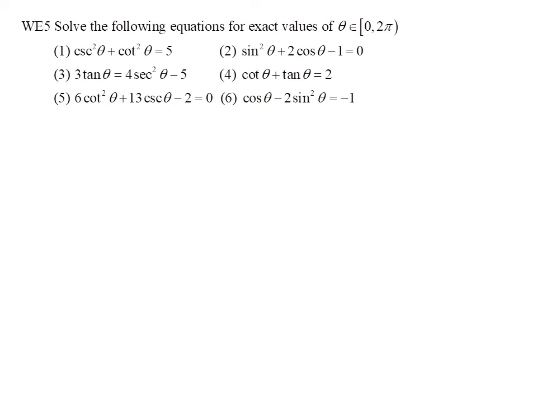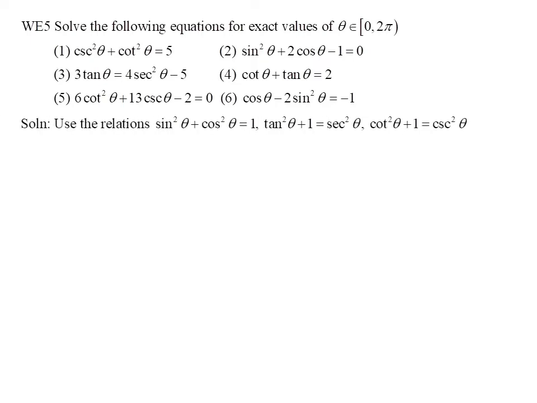Example 5 has 6 circular function equations to solve, given that the angle theta is between 0 and 2 pi, including the left end point. As demonstrated in the previous example, we still apply the identity relations to solve these equations, as well as use the general formula forms to express the solved angle theta, and then we will choose the number n according to the value range of the angle theta.